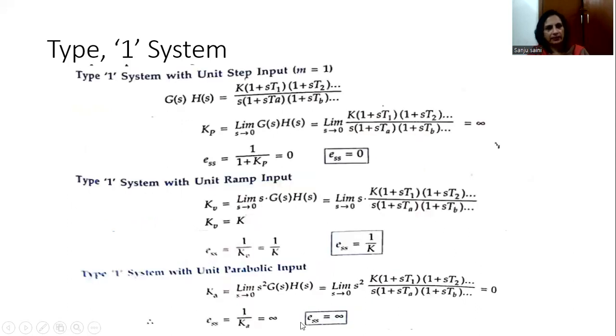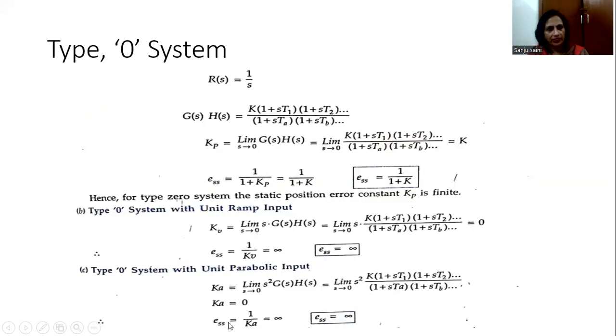Now we take up the type 0 system with the unit parabolic input. For parabolic input, we use the acceleration error constant, and the acceleration error constant is the limit of s square G(s) as s tends to 0. We multiply by s square and put the limit as s tending to 0. Ka comes out to be 0. For unit parabolic input, the steady state error is equal to 1 divided by Ka. As Ka is equal to 0, the steady state error is equal to infinity.